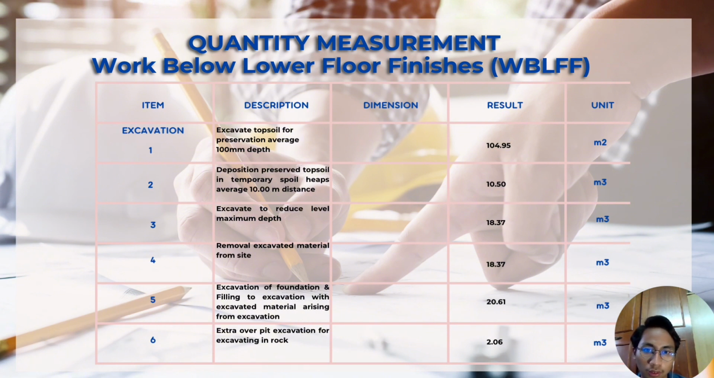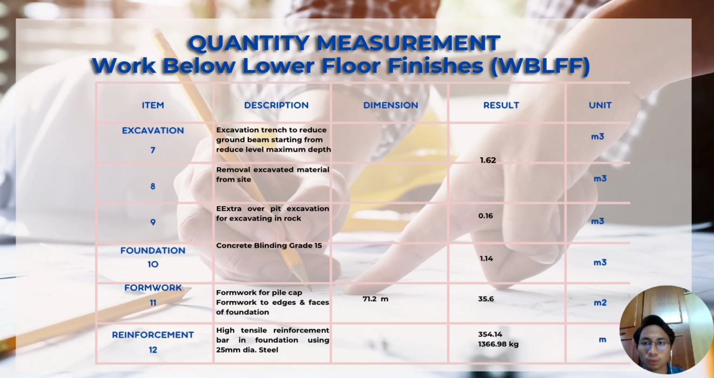The next one is extra over pit excavation for excavation in rock. We got 2.06 meter cube. Then the excavation of trench to reduce ground beam, starting from reduced level, maximum depth. We got the result the same as the removal of excavated material from site, which is 1.62 meter cube for the volume. And the last one for excavation is extra over pit excavation for excavating in rock. So we got 0.16 meter cube for the volume.